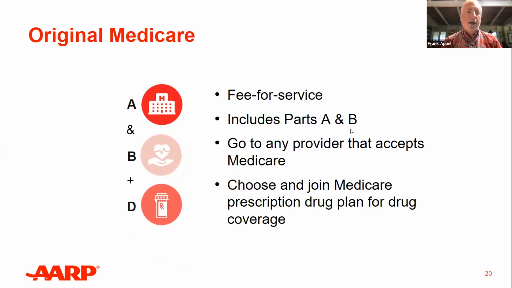So let's look at each of those. Original Medicare is a fee-for-service plan administered by Medicare. Fee-for-service means you go receive a service, that provider bills Medicare, Medicare pays the provider their share, and then you pay your coinsurance or copay. It always includes Part A and B. You can go to any provider that accepts Medicare, and you have the option of choosing and joining a Medicare prescription drug plan for drug coverage, which you should always do. And we'll talk about why that's important. Okay, so that's original Medicare.